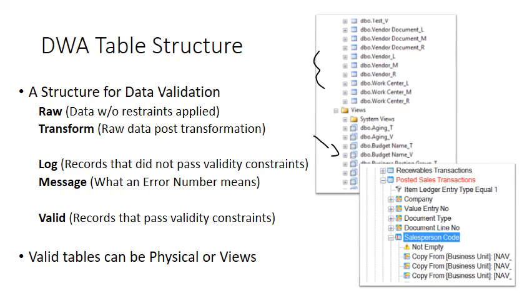This little last bullet is kind of a side note. Valid tables can be represented as physical copies of the raw table, only with valid records, or the valid table can be a view that's basically the raw table with a select statement on top of it, just to make sure that we keep out the error records. Anyway, that's a side note, not terribly important until you start looking at really, really large data sets. Okay, moving on.